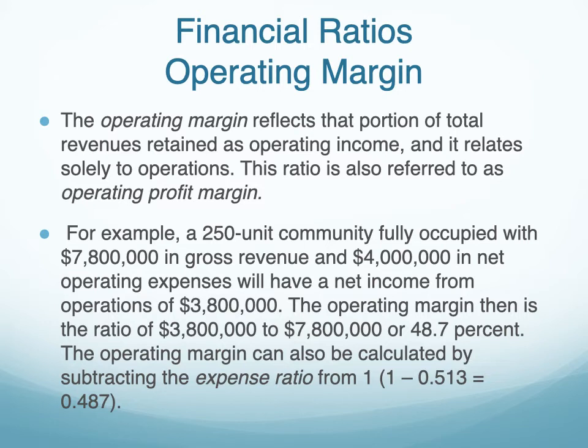The operating margin can also be calculated by subtracting the expense ratio from 1. So 1 minus 0.513 equals 0.487. In the assisted living business, in my experience, operating margins that are less than 50% generally indicate a fairly efficiently run operation. So that's really what you should be targeting. In our example, 48% falls well within an efficient operation.